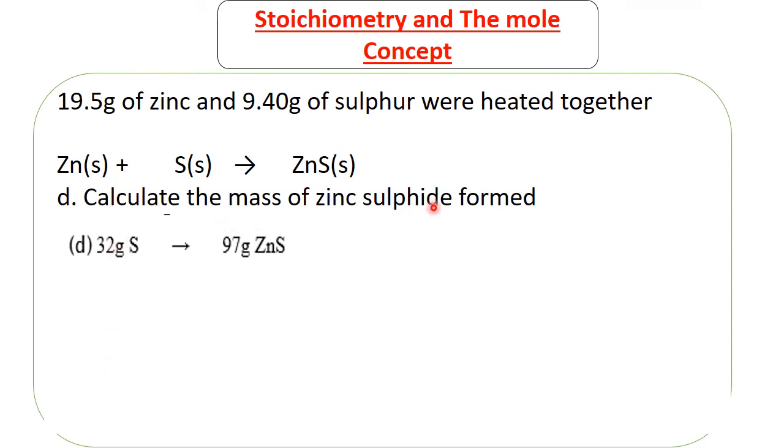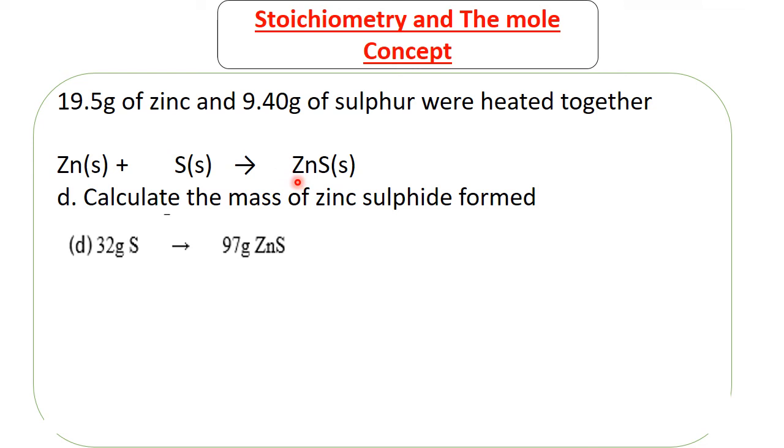Finally, calculate the mass of zinc sulfide formed. So now we have gone back to mass calculations. We have sulfur being used because it's the limiting reagent, to determine the mass of zinc sulfide that's going to be formed. This is zinc sulfide, and this is sulfur. The mass of sulfur present here is 32 grams. Remember, number of moles multiplied by the molar mass. Molar mass is 32, number of moles here is 1. 1 times 32 is going to be 32 grams of sulfur.